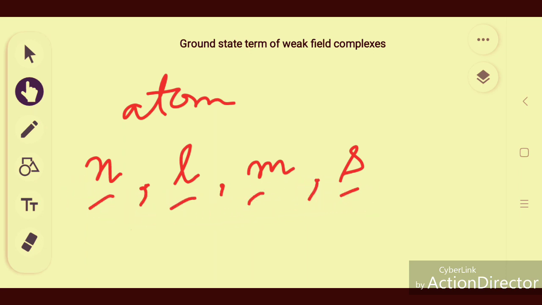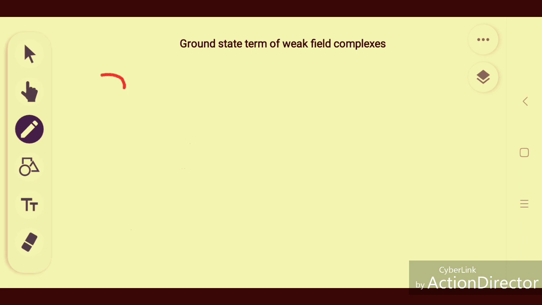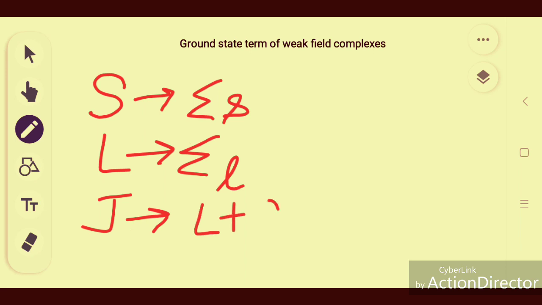Likewise, for a transition metal, there are some other quantum numbers which we have to learn before determining the ground state term. These are capital S, capital L and J. These are three new quantum numbers. S is the summation of the spin quantum number of all electrons present in a transition metal complex. L is the summation of the azimuthal or orbital quantum number for all the electrons present in a configuration, and J is from L plus S to L minus S. The value of J can be determined if the values of S and L are known.